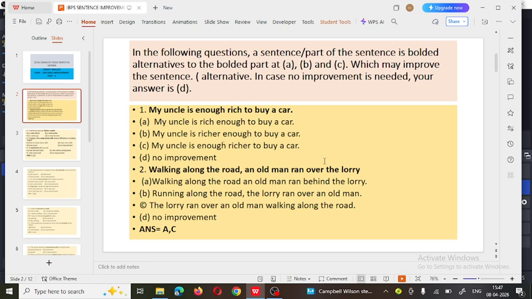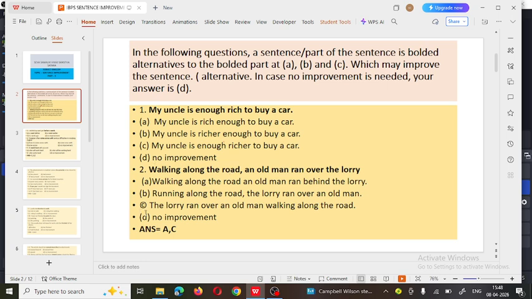Now let's see the options given here. Option A, walking along the road, an old man ran behind the lorry. Is this the meaning of the sentence? Definitely not. Second, running along the road, the lorry ran over an old man. Running along the road, who was running along the road? The lorry was running along the road. That is the meaning of this. But walking along the road is given.